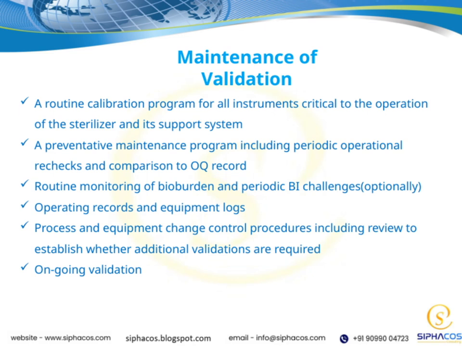When it comes to process and equipment changes, we have change control procedures in place. These procedures include reviews to determine if additional validations are necessary, ensuring that any modifications do not compromise sterilization efficacy. Finally, ongoing validation, maintenance of validation records, and continuous monitoring are integral parts of a robust sterilizer management system. Together, these measures help ensure that sterilization remains effective, compliant, and reliable over time, reinforcing the overall safety and quality of our processes.